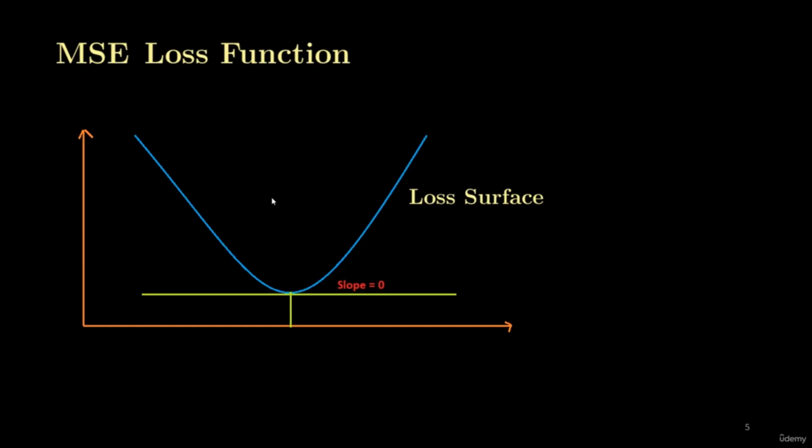So in this lecture, we learned about the MSE loss function, which is one of the commonly used loss functions in neural networks. It is mostly used in regression analysis and it is easy to reduce because it has a convex shape.